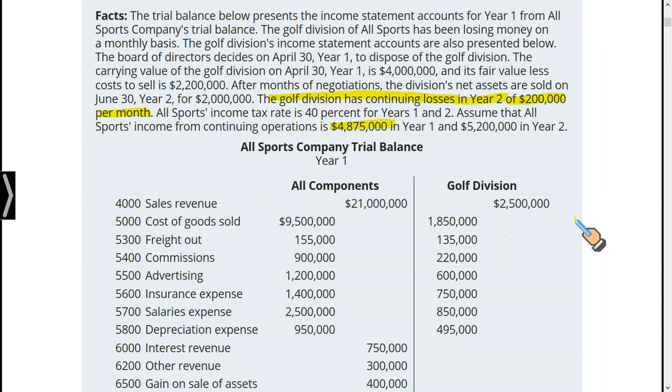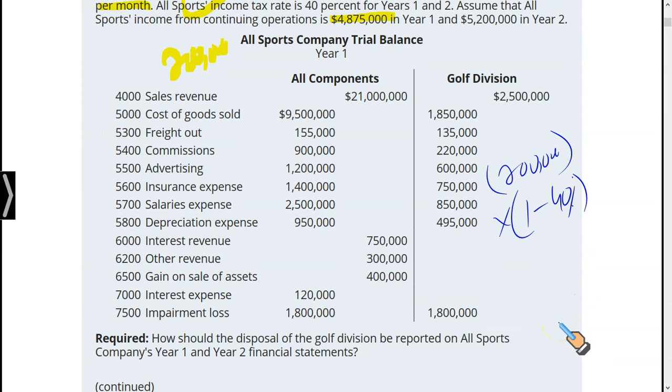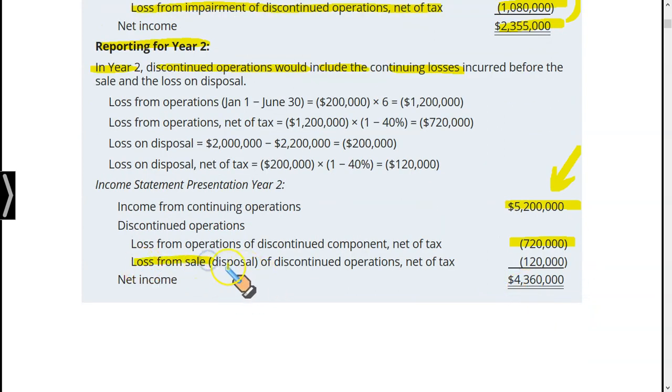Now we need to show what is the figure of loss from sale. Remember, this is what we wrote down our investment to, 2.2 million, and it was sold on 30th June for $2 million. So clearly there is again a loss of $200,000. So this loss again needs to be reported on after tax basis by multiplying with 1 minus 40%. So that will give you 120. So that is the figure you will see there. Loss from sale of discontinued operation net of tax, and that's the figure of net income for year 2.